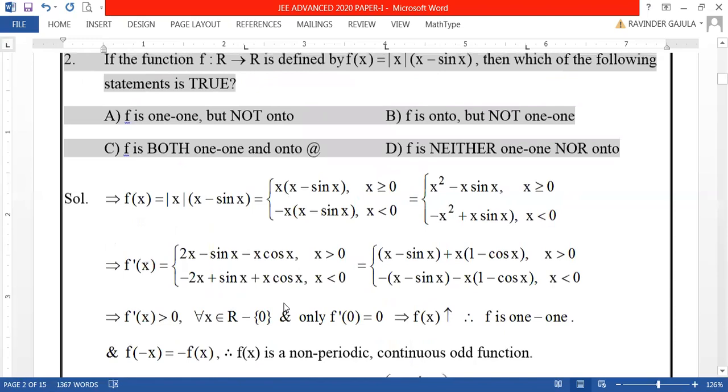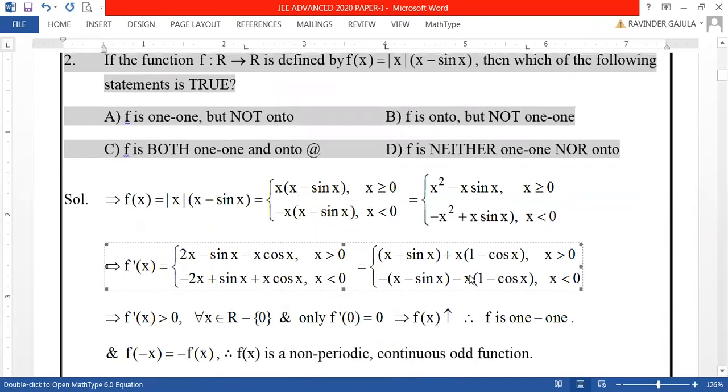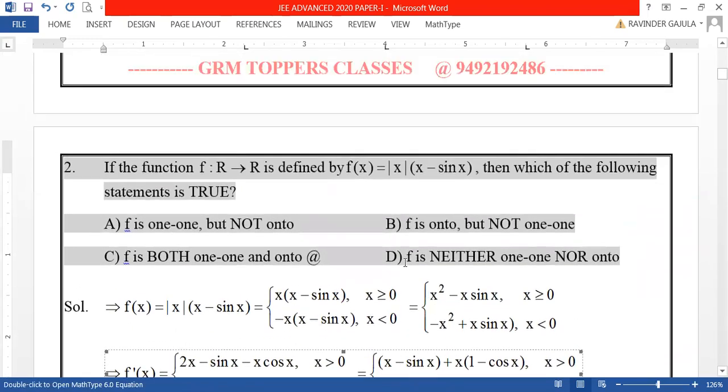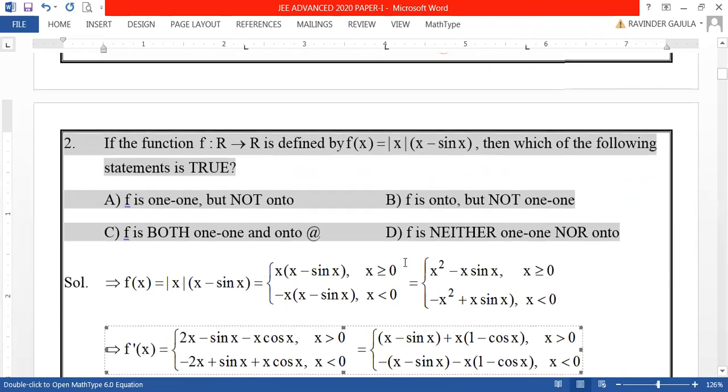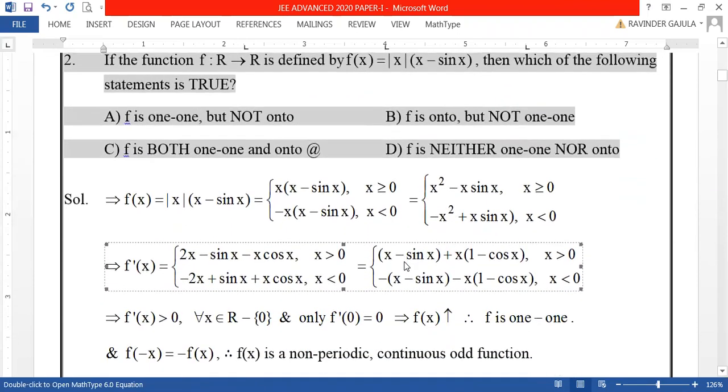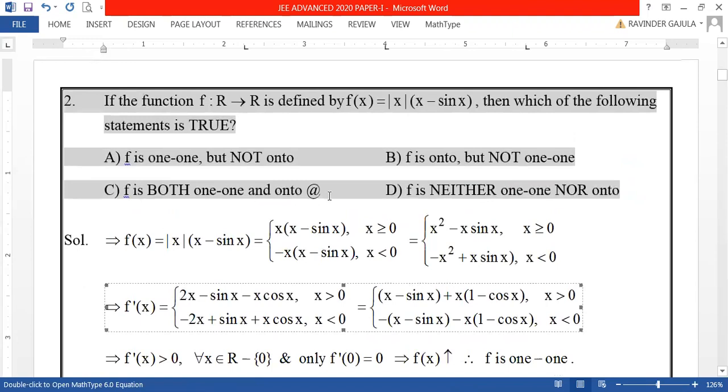Hence, from the given options, you can see that f is both 1, 1 and onto is the right answer, my dear friends.